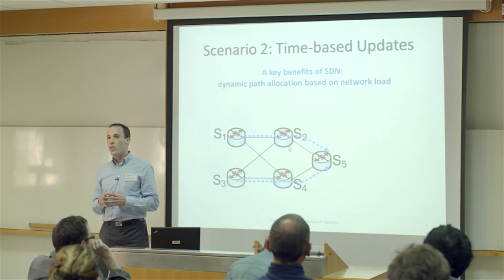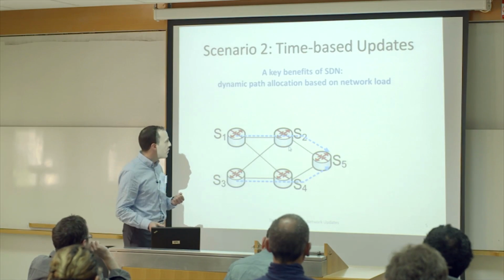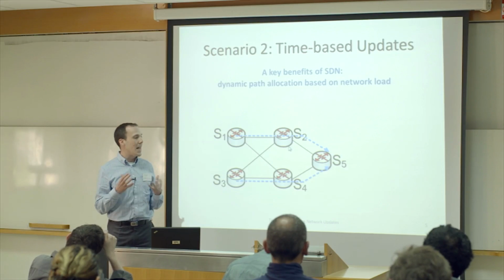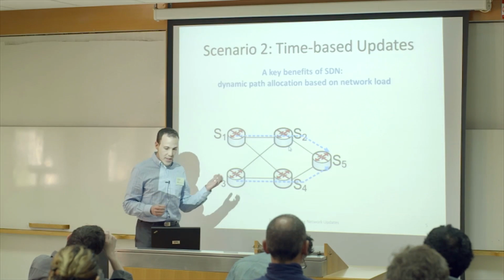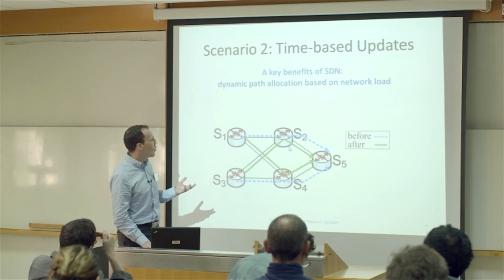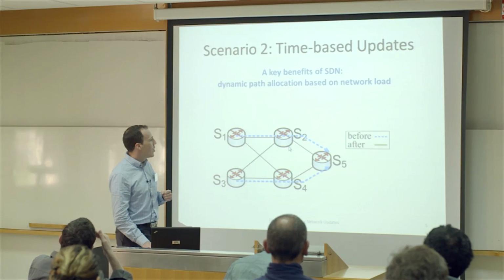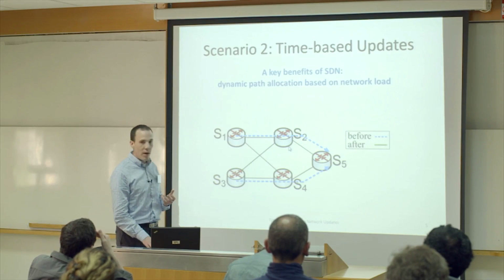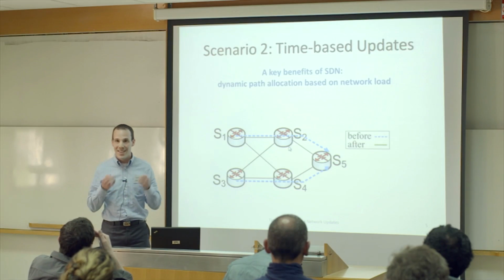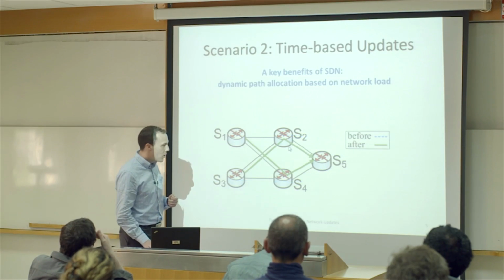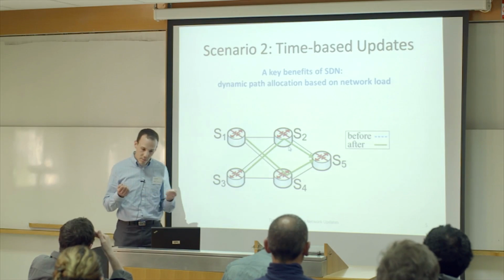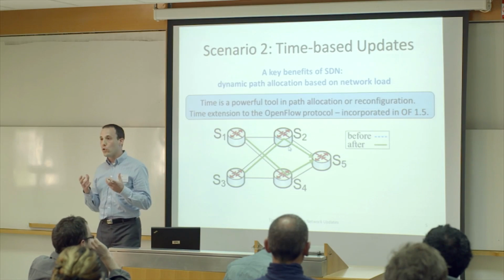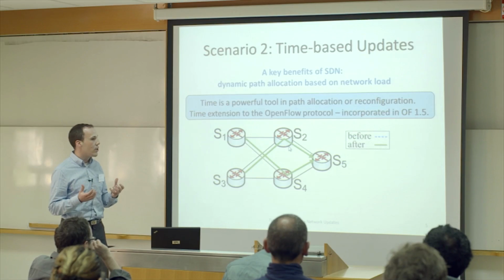Now, the second scenario is time-based updates, and one of the interesting features in SDN is the ability to change the paths in the network dynamically based on the network load. So, for example, if you want to change the paths from the before to the after configuration, you may have a temporary state where some of the links are congested. However, if you change the configurations of all the switches at the exact same time, you can avoid congestion completely. So it's an interesting observation that accurate time can be a very powerful tool in network reconfiguration in general.